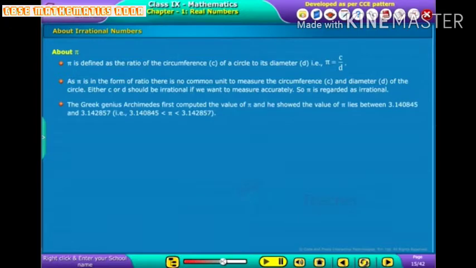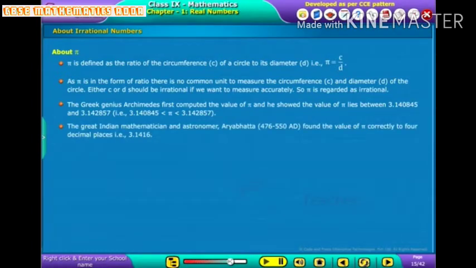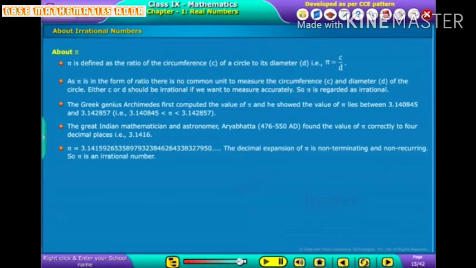The Greek genius Archimedes first computed the value of pi, and he showed the value of pi lies between 3.140845 and 3.142857. The great Indian mathematician and astronomer Aryabhatta, 476 to 550 AD, found the value of pi correctly to 4 decimal places, that is 3.1416. The decimal expansion of pi is non-terminating and non-recurring.